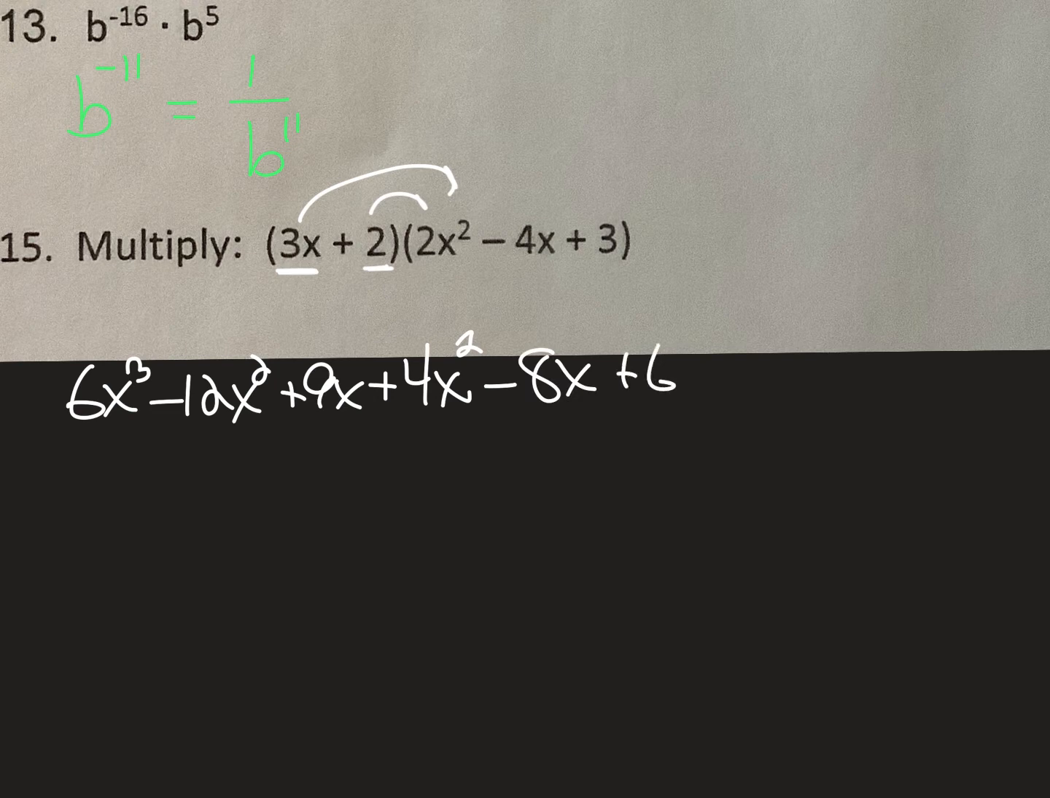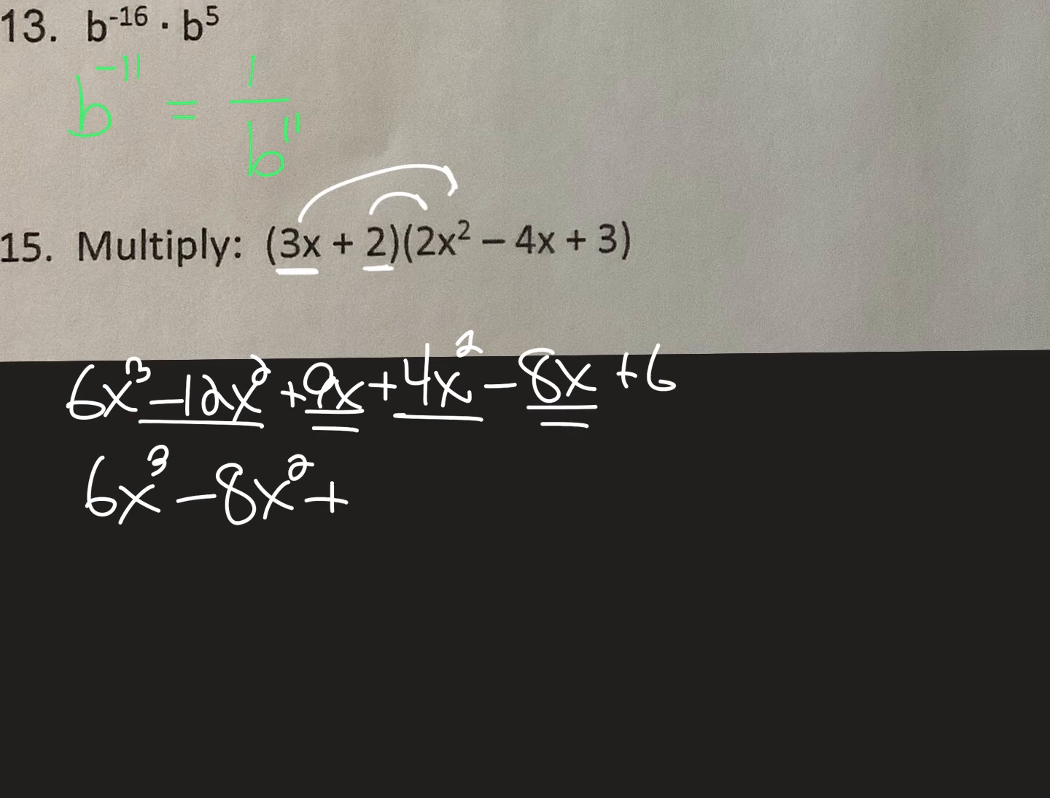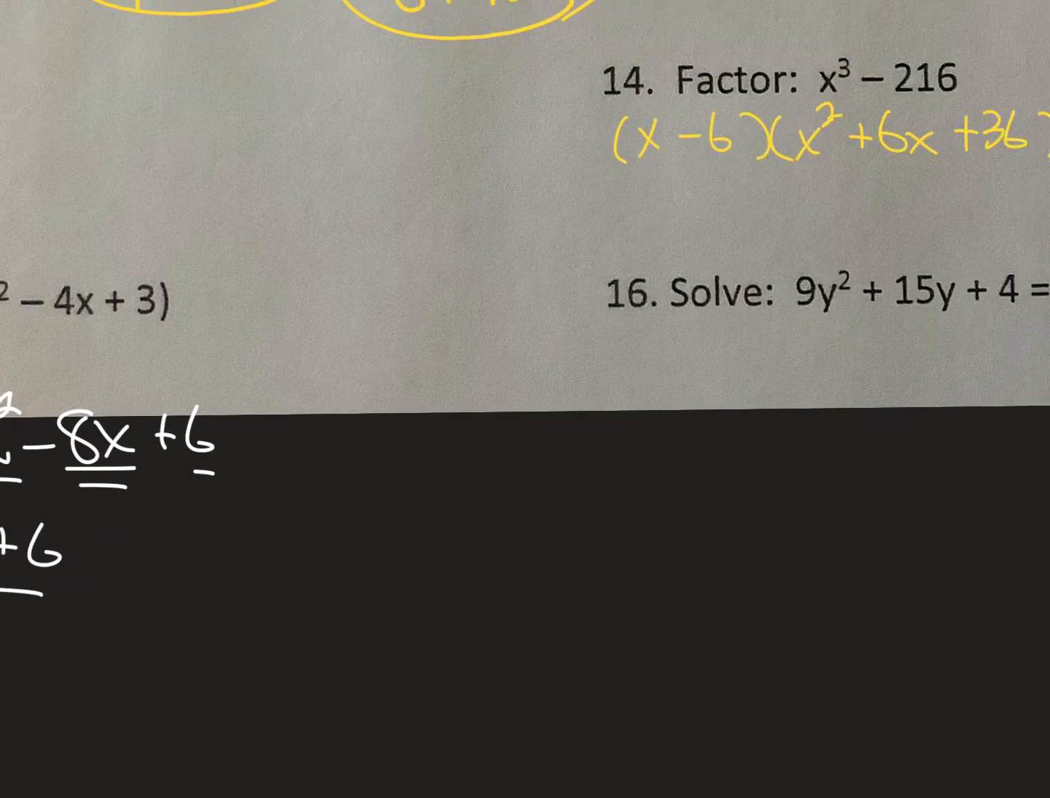Then I'm just looking for terms I can combine. Can't combine anything with the 6x cubed. I have these two that are squared. That's going to be negative 8x squared. I have these two that have x's, 17x. And I have plus 6 at the end. And that's all we got for that one. Last one. Here we go.